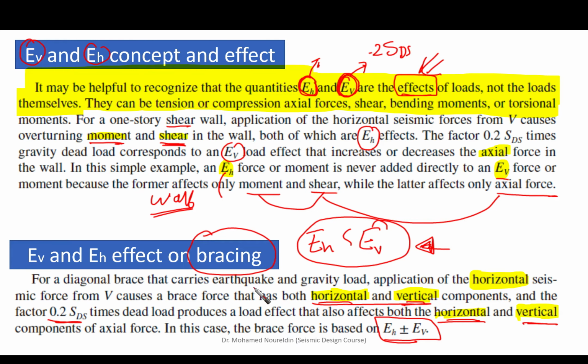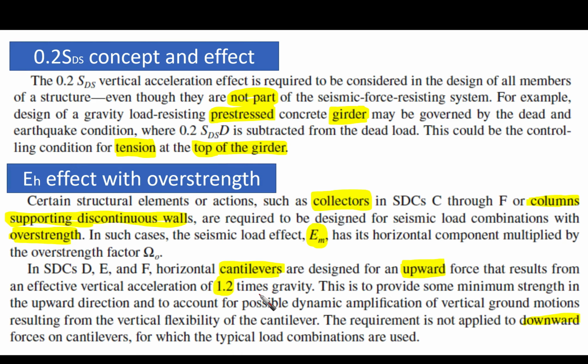Now let's go to the next slide, which is related to the 0.2 SDS concept and effect. Why do we take this 0.2 SDS? Vertical acceleration effect is required to be considered in the design of all members of a structure, even though they are not part of the seismic force resisting system. So whenever we have the earthquake coming from the soil, it has, as we said, horizontal and vertical components. So we need to design our structure for this vertical component.